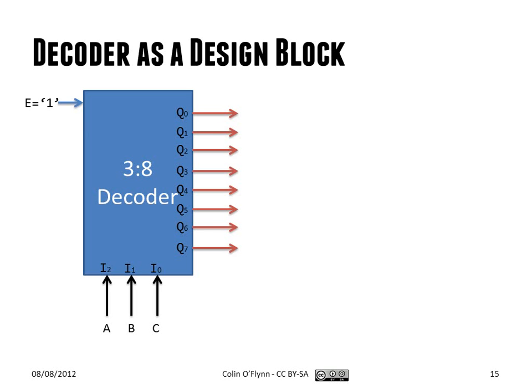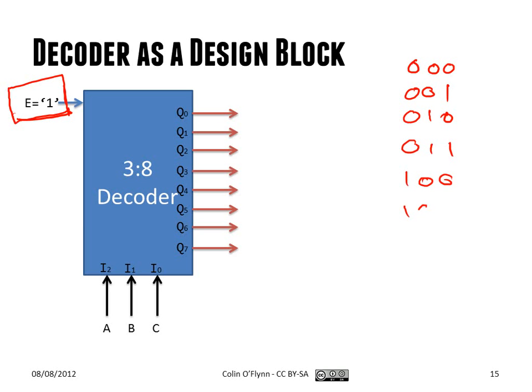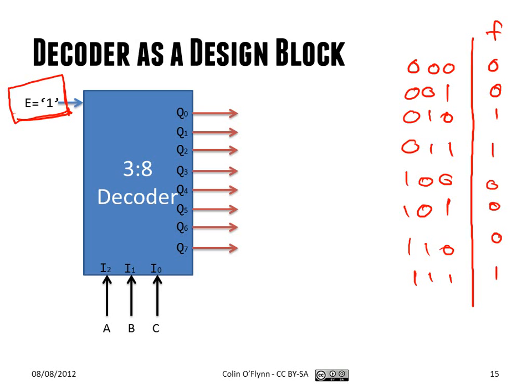As a design block, we can also use a decoder. So again, decoder means we have an enable line that we just tie high. And how you do this is that, you can think of the fact we have a truth table, like you have something like that, and you say, so that's the ABC, and this is the output. You say, I want ones somewhere. So I want these three to be ones.